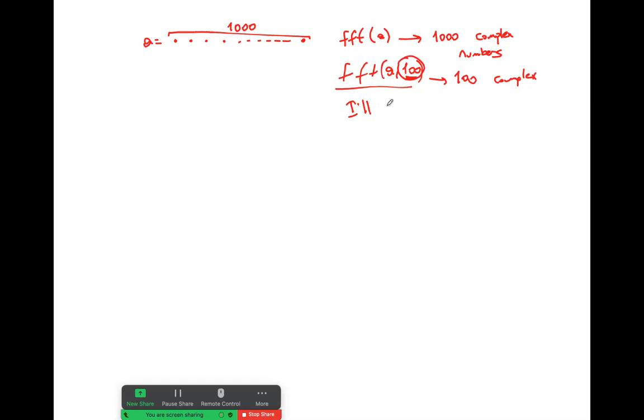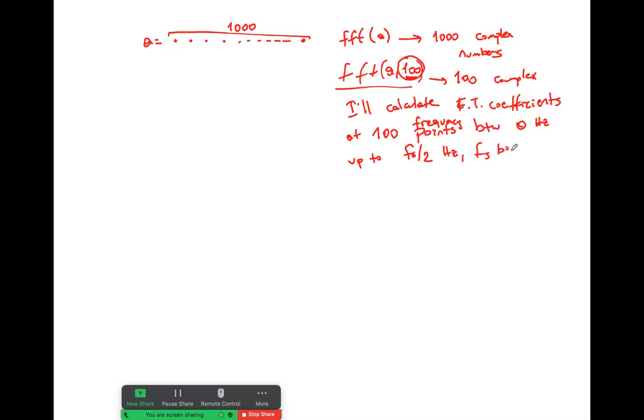I will calculate Fourier transform coefficients at 100 points, between regularly spaced 100 points, actually 100 frequency points between 0 hertz up to Fs over 2 hertz, Fs being the sampling frequency. Burası anlaşıldı mı arkadaşlar?